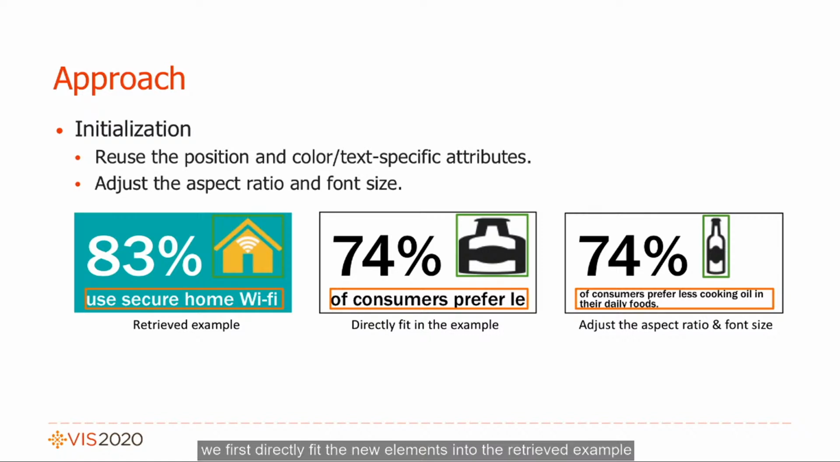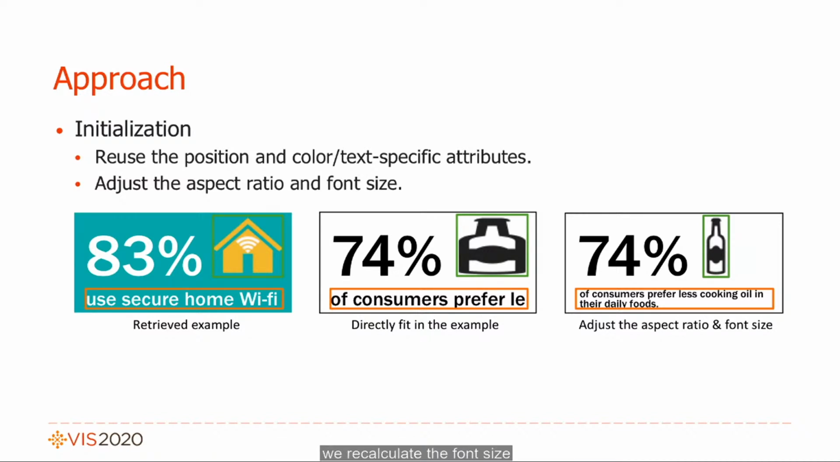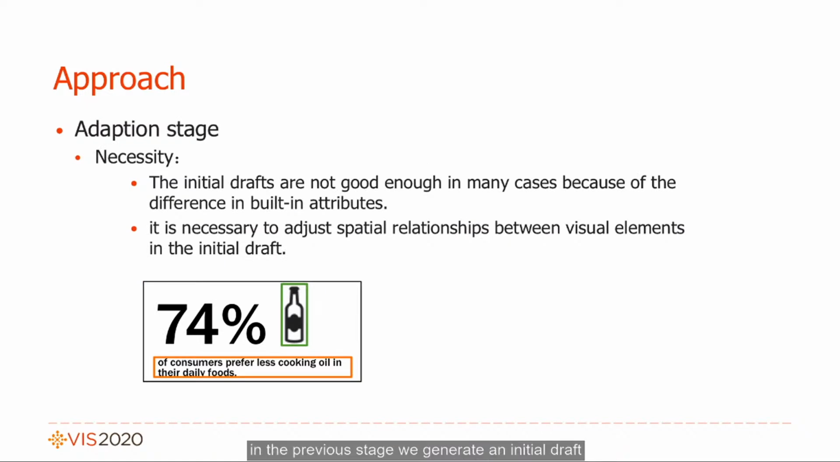We first directly fit the new elements into the retrieved example. To avoid some distortion of graphic elements, we rescale the aspect ratio of them according to the long side. To maintain the text information complete, we recalculate the font size. In the previous stage, we generate an initial draft by reusing the design of the retrieved example.